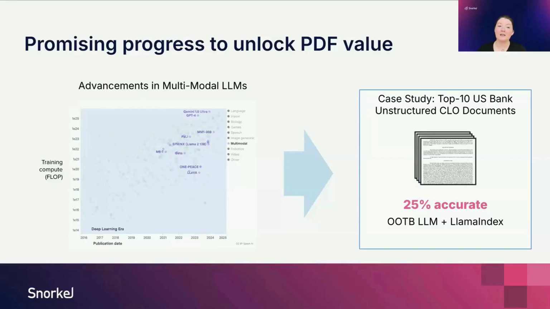We actually did a case study with a top 10 US bank with unstructured CLO documents. And that showed that out of the box LLMs plus Llama Index were only 25% accurate, which in my mind, that's a really concerning number. That would be a fail grade.